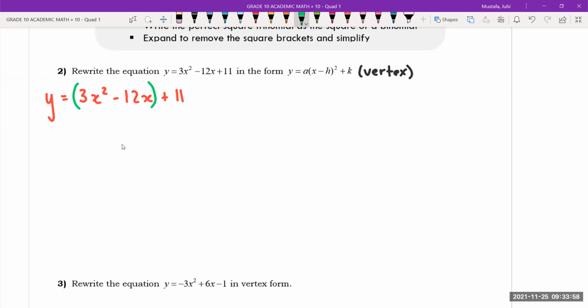Now what we're going to do is factor out the coefficient that is attached to the x squared. We're not going to factor out the x, even though the x is common in both of them and it seems very tempting. That is not something we're going to do. All we're going to do is factor out the 3 so we can have the x squared all by itself. So what's that going to look like? Well, I'm going to take my 3 and factor it out and I'm going to be left with x squared minus 4x.